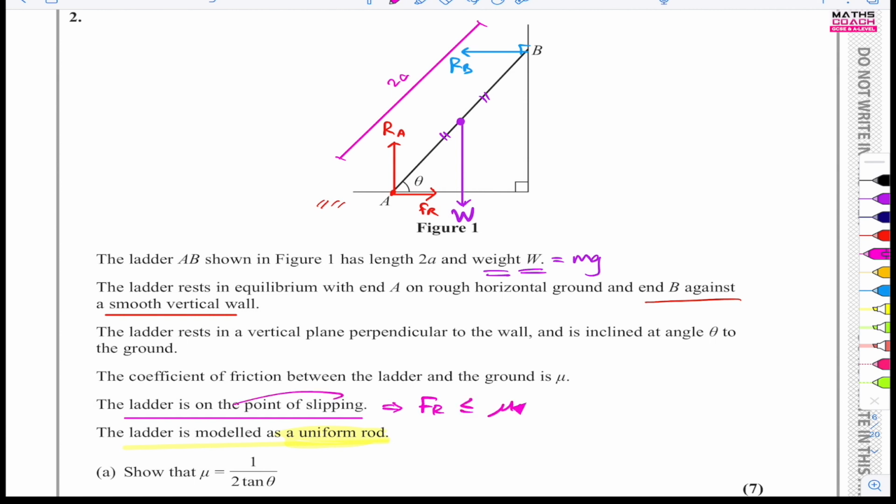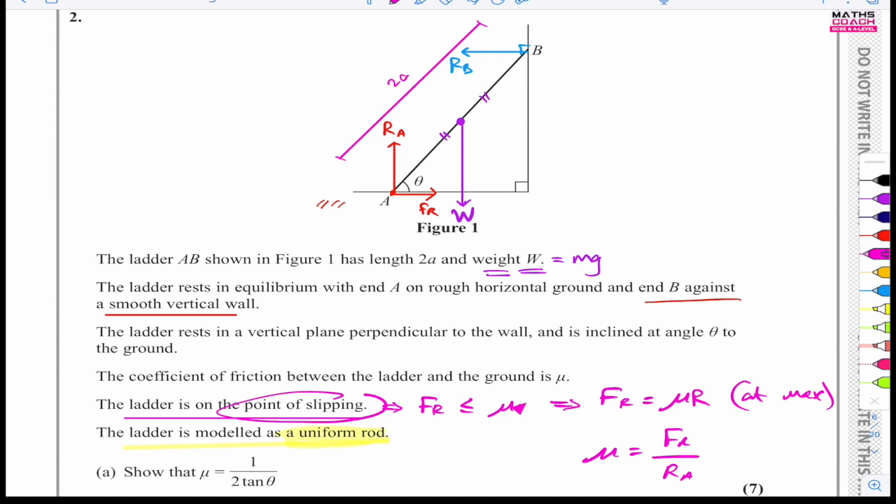But the fact that it's at the point of slipping implies that friction is at its maximum value, which is mu times R. So maximum. Because it's about to move, it means that it's going to be a maximum value. So if the friction is mu times R, we can rearrange that to make mu the subject. So mu, therefore, is going to equal the frictional force divided by the reaction at A.